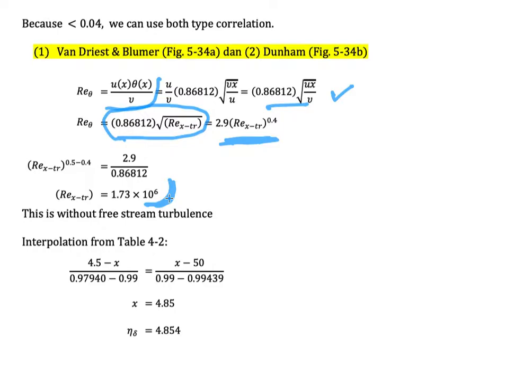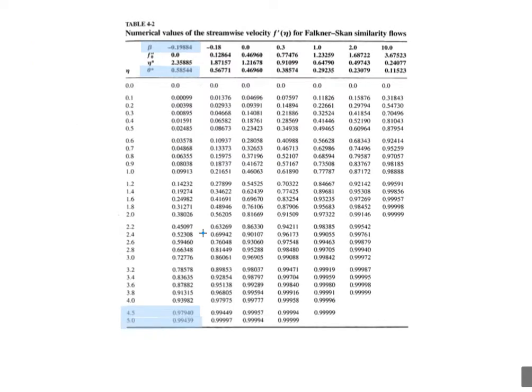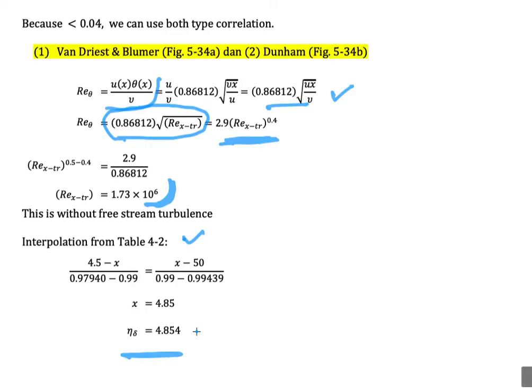And then we need to calculate the value of eta delta here. So we check table 4.2, because we need to calculate the value of 0.99. The value here is quite big. We have 0.994 and we have 0.97. So that's why we interpolate the value. So we get the eta delta here as 4.874.